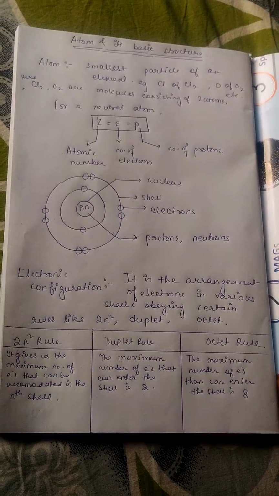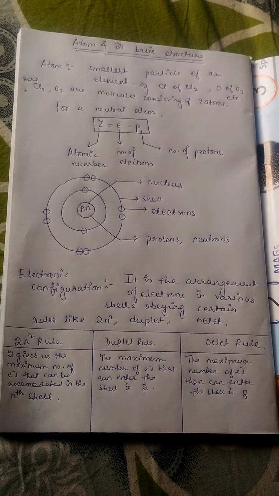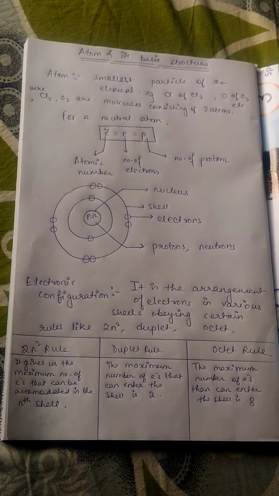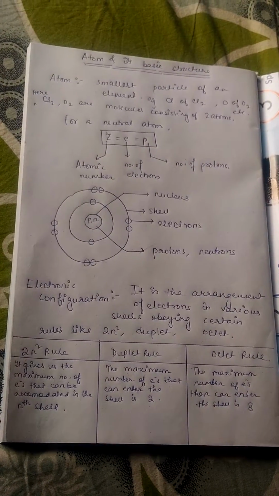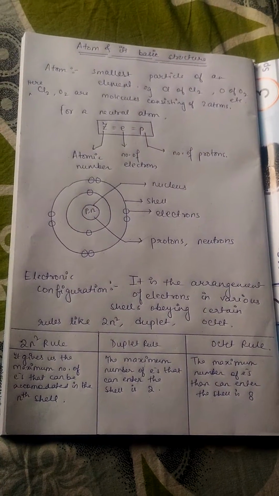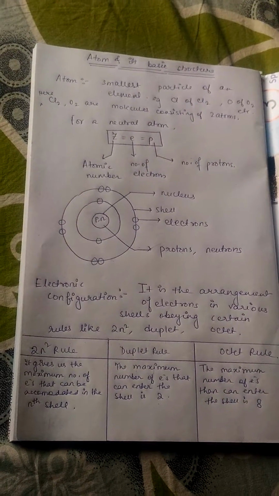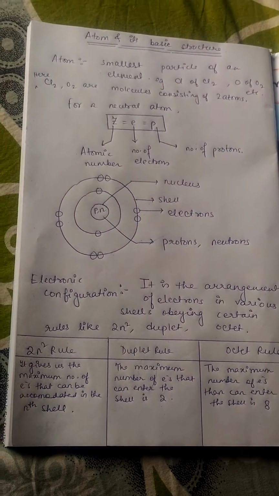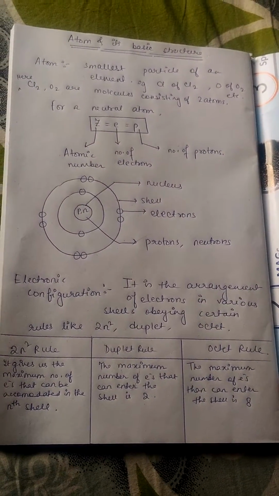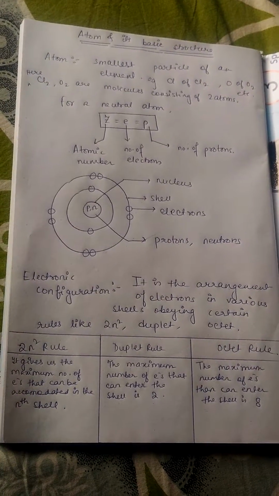So basically what happens is there is a rule called electronic configuration, where it is the arrangement of electrons in various shells obeying certain rules like 2n square, doublet and octet. Now basically the rules are 3 rules: 2n square, doublet rule and octet rule. Based on these rules we have got some arrangements of the electrons.